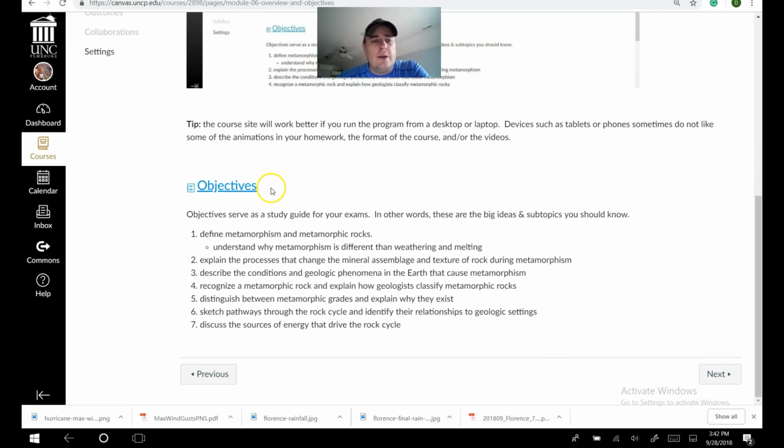As always, go through the objectives and make sure you understand what the objectives are. The main things in this is we start talking about stress and strain, what stress and strain is. So we define metamorphism, we define what a metamorphic rock is. You should already know a little bit what that is. And we'll talk about how it's different from weathering and melting.